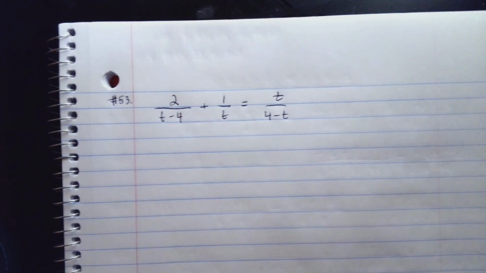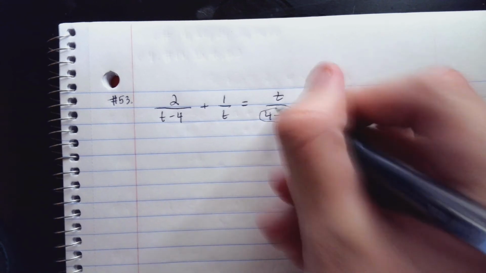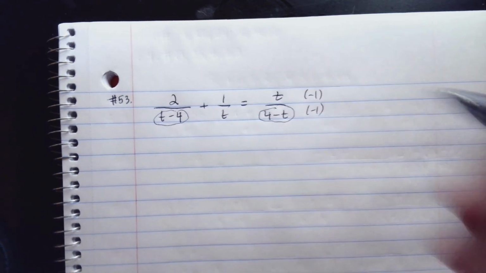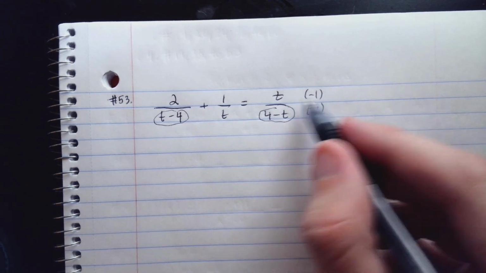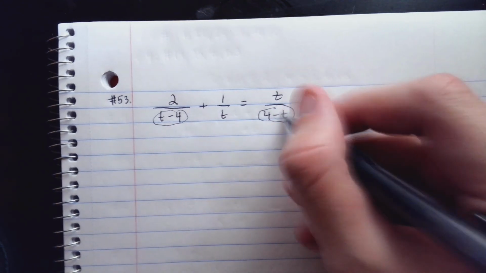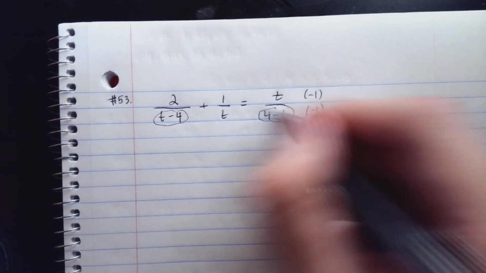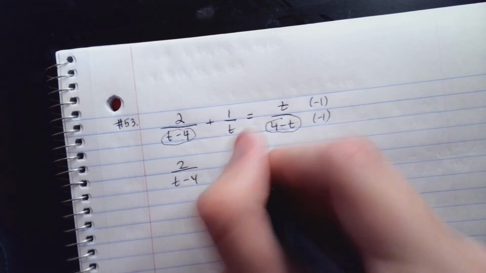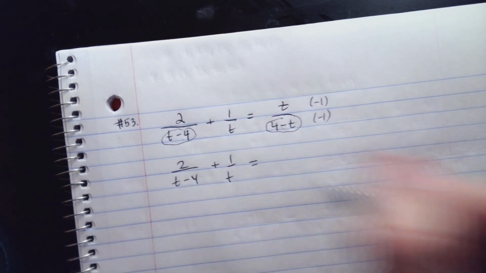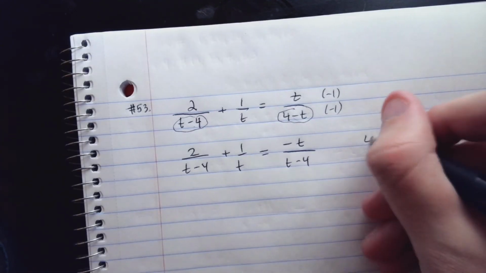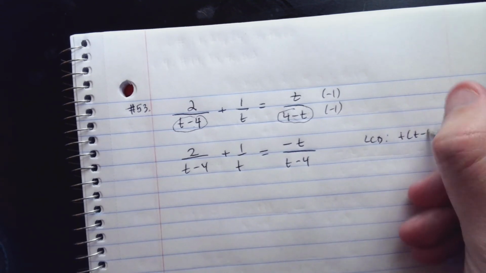This one's tricky. Notice first, 4 minus t and t minus 4 are opposites. So what I will do is I will take negative 1 and multiply on the top and bottom of this fraction by it. So that we end up getting t minus 4 as our denominator here instead of 4 minus t. Then these will match, which will be nicer. So we do that. We just rewrite everything on this side. This side's still entirely the same. But on this side we get minus t over t minus 4. Now, the LCD is t times t minus 4.